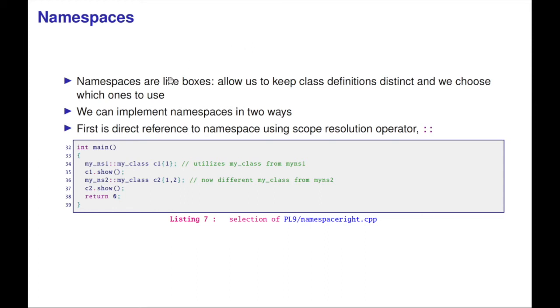You can implement namespaces in two ways. The first is direct reference to the namespace using the scope resolution operator, as you've done over and over again for the standard class. So my_namespace::myClass will get the one in namespace 1, and this will get the one in namespace 2. So that's perfectly fine, and that's how things work. So I feel reasonably happy about that part of it.